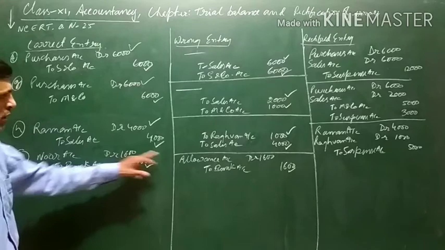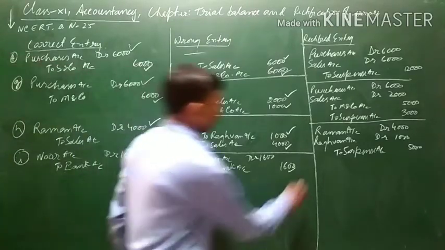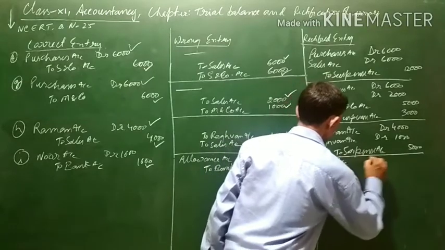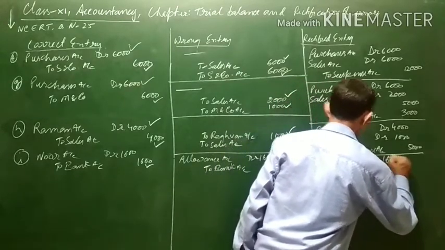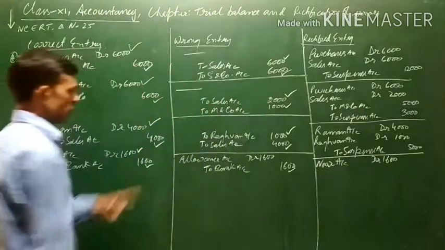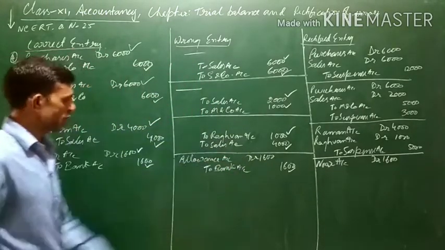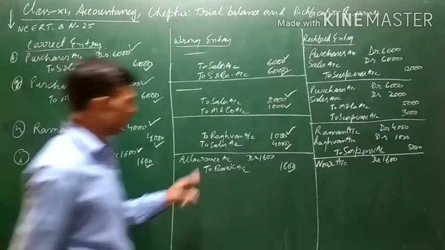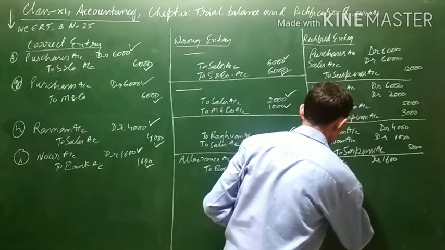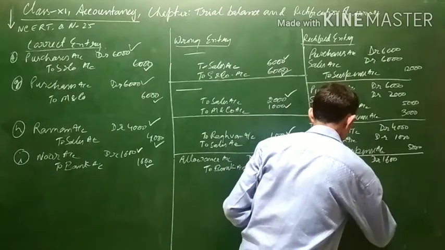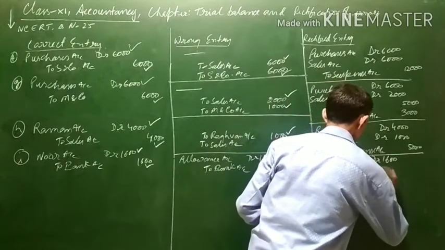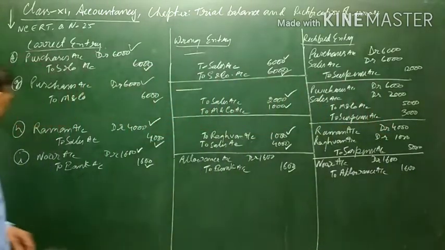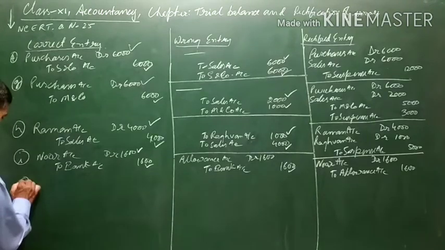Noor account is to be debited. It has not been debited. So we will debit Noor account. Noor account debit 1600. This is also done. Allowance account has been debited with 1600. As you can see here, there is no need to debit allowance account. So we will cancel this by crediting allowance account 1600. Let us do one more part also.